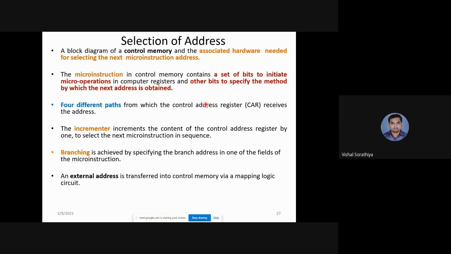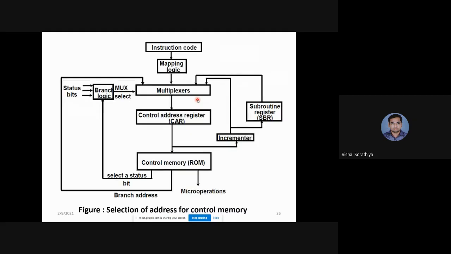There are 4 different paths from which the control address receives the address. Which are the 4 paths from where the control address register will receive the address? It is going to get it either through a subroutine, through the increment of the same control address register, through the branch address, or through the instruction mapping code. So from any of these 4, the control address register will get the input.